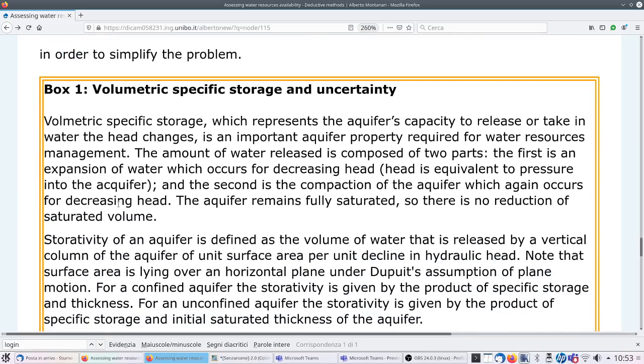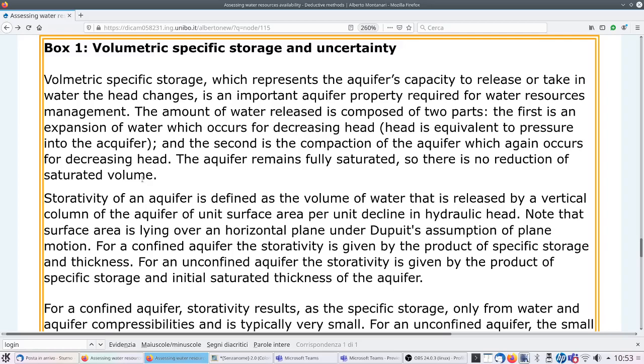Now there is a box here which talks about the volumetric specific storage, and what I want to say here basically is that I want to draw your attention to the fact that we still have a lot of uncertainty, and much of the uncertainty is related to the volumetric specific storage and also hydraulic conductivity. Hydraulic conductivity is not mentioned here, but both of them are properties of the aquifer. Both of them can be measured by making pumping tests.